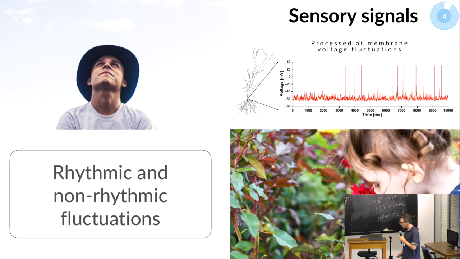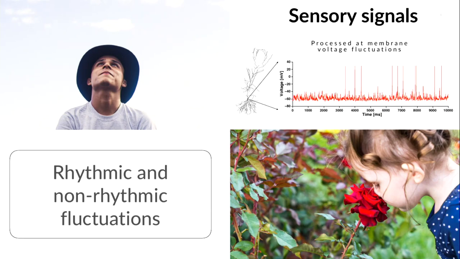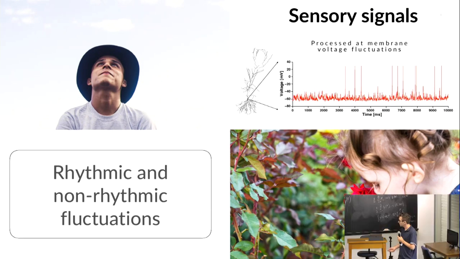And not only that, but if we really want to understand complex functions, sensory signals, how our brain can process, for example, seeing, smelling, hearing, and thinking, you can go to much more complex things like that. We also have to understand that all of that comes together with rhythmic and non-rhythmic fluctuations. So the signals that we observe are embedded with those rhythmic and non-rhythmic fluctuations.